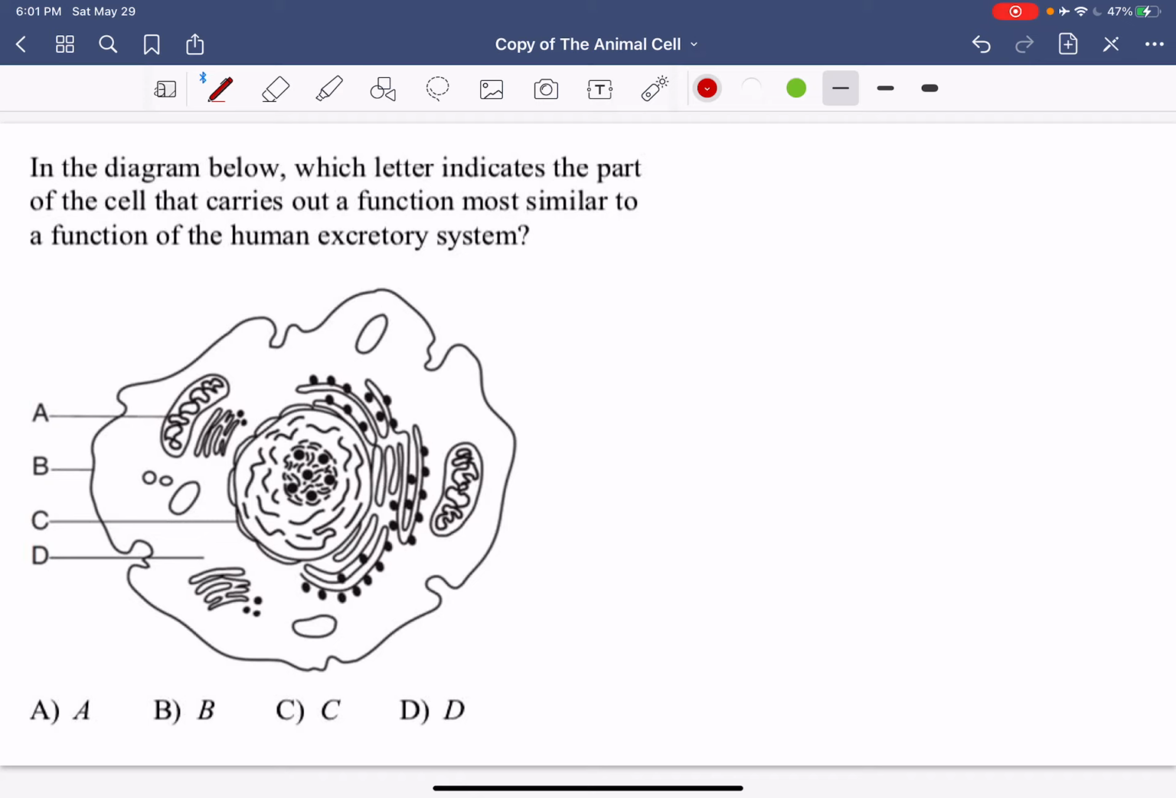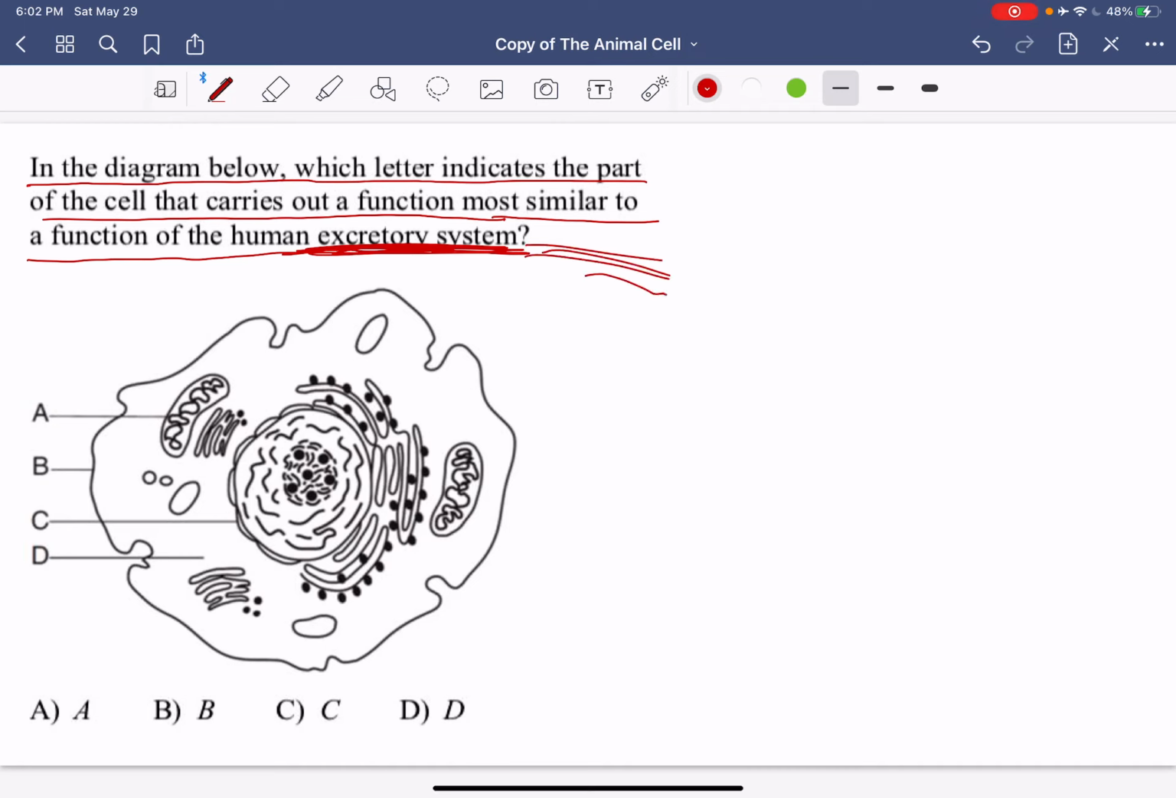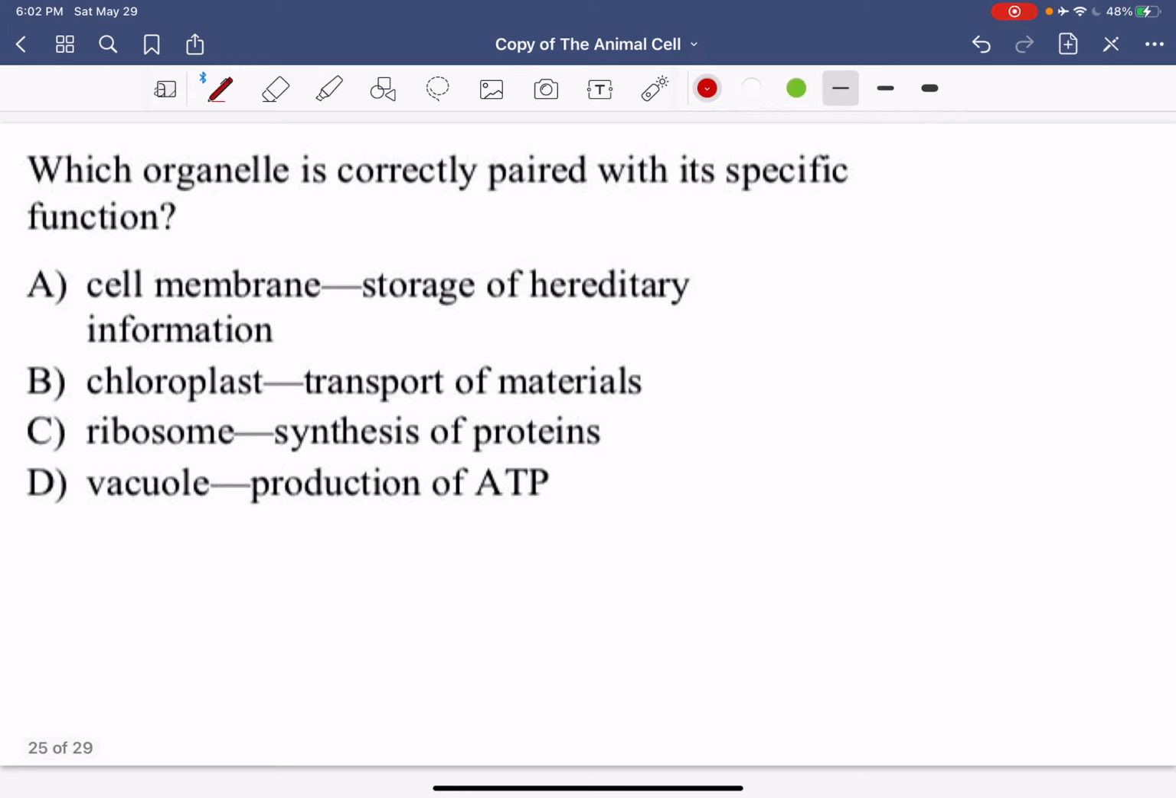Again, remember, pause the video and try to do this on your own so you see if you got it right. In the diagram below, which letter indicates the part of the cell that carries out a function most similar to a function of the human excretory system? A very complex and long way of asking the same thing. The excretory system is similar to the cell membrane. That is B.